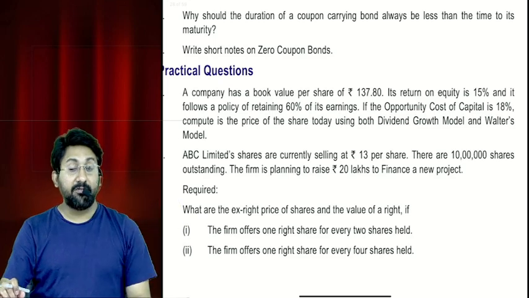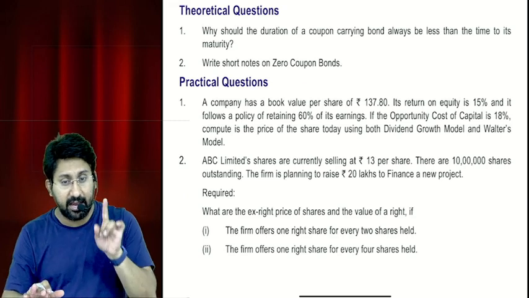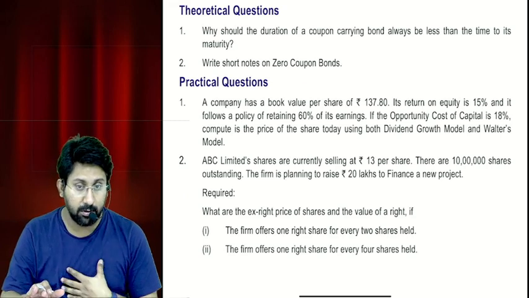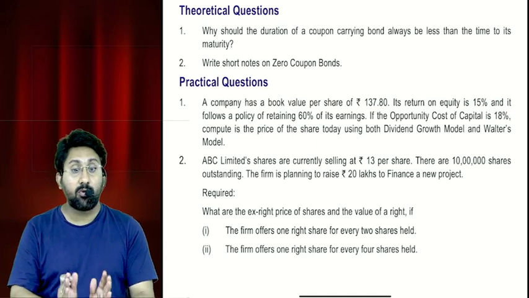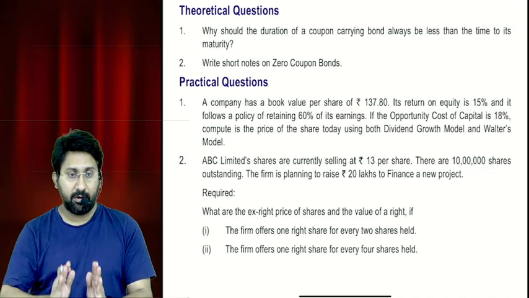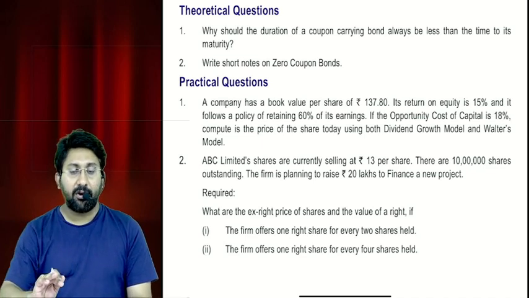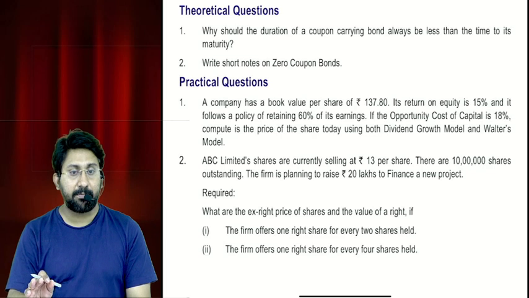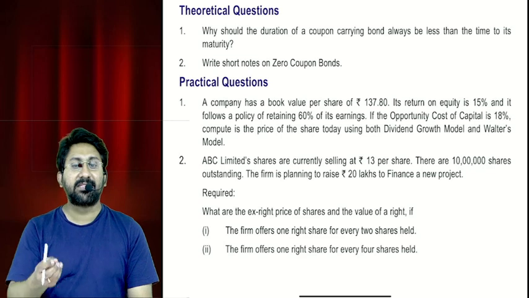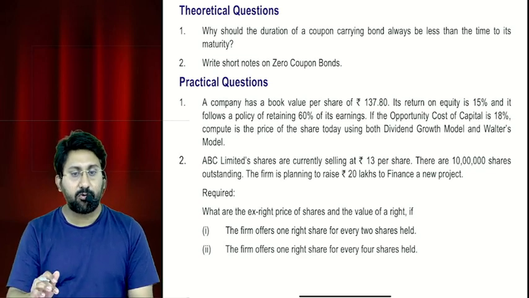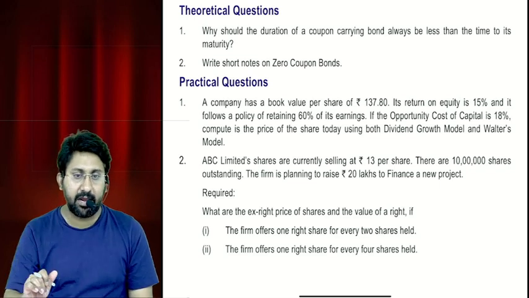Question number 1. In which chapter? Security valuation chapter, the first question. Again and again I have been telling you, I am not a fool. Each and every point I am explaining is there in your material. You have to understand that in the right way. So a company has a book value per share of rupees 137.8, return on equity 15%, retention is 60% of the earnings. That means payout is 40%. Opportunity cost of capital, meaning Ke, is 18%. Compute the price of the share today using the dividend growth model and Walter's model. Sorry, Walter's model, keep it aside. Dividend growth model means what? The D1 by Ke minus G model.